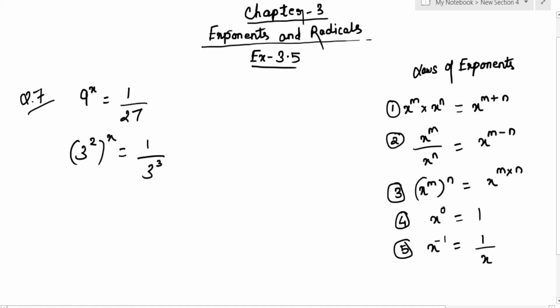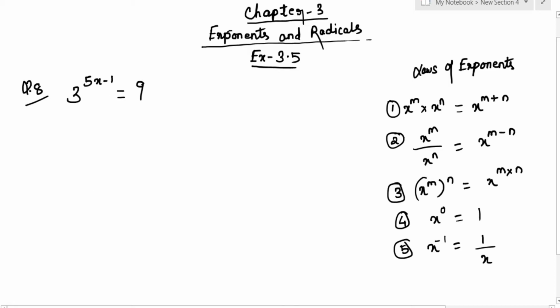So when there is a power of a power, it is multiplied, and 2 into x will become 2x, and here 3 to the power 3 will reciprocal and it will become 3 to the power minus 3. The base is the same, so the power will be equal: 2x equals to minus 3. So the value of x is minus 3 by 2.